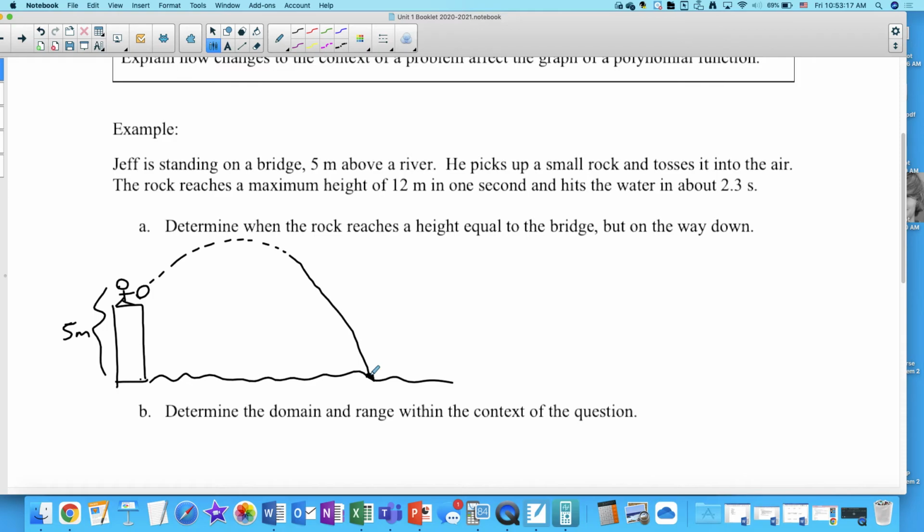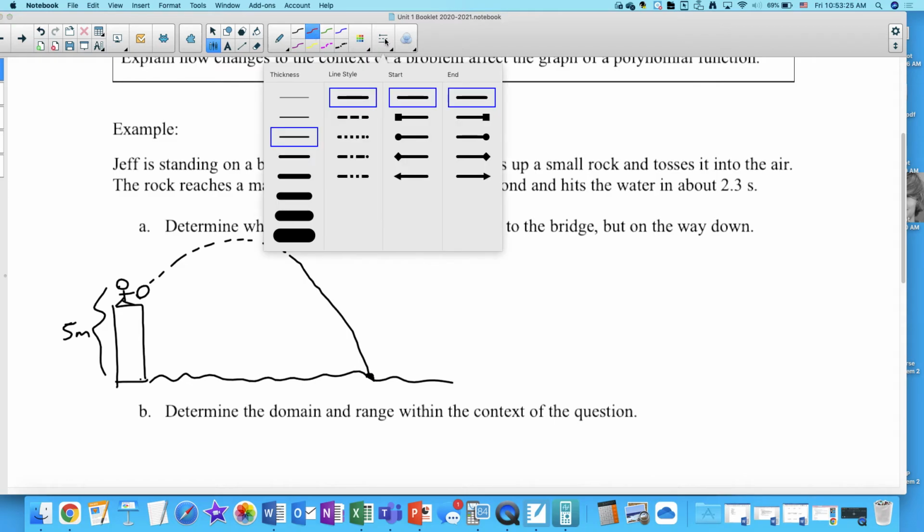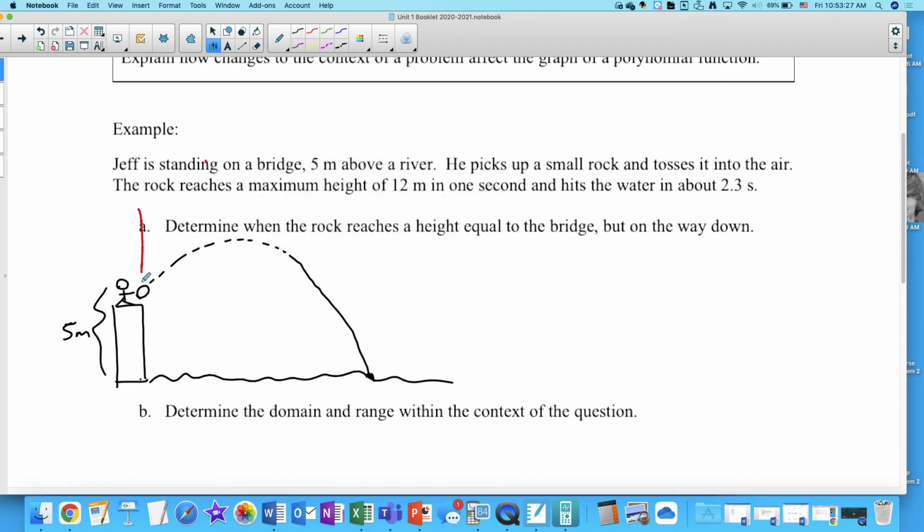And let's see now if we can fill in some information. So we know that this over here is 5. Okay. It reaches a maximum height of 12. So this over here should be 12. Okay? When does that happen? Yeah, after 1 second. So this down here is 1. And we also know that the rock reaches the ground, it hits the water in 2.3 seconds. So this over here is 2.3.